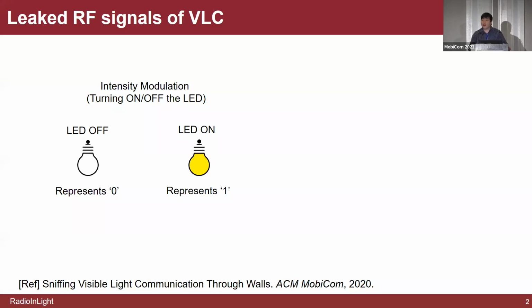Recently, research found that while the wireless transmitter is sending out light signals, it also leaks RF signals. The reason why such RF leakage exists is the intensity modulation, well adopted in most VLC systems. In intensity modulation, the wireless transmitter transmits the data bits 0 and 1 by turning off and on the LED bulb.